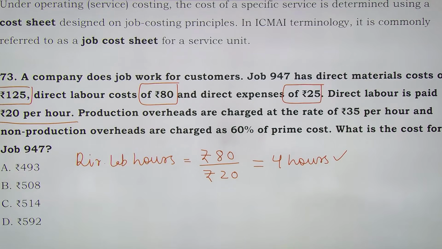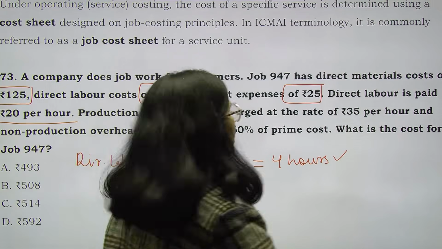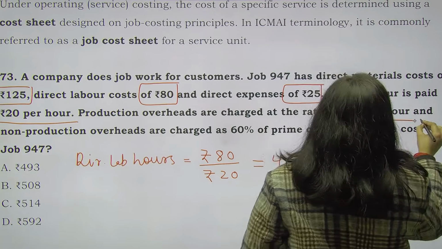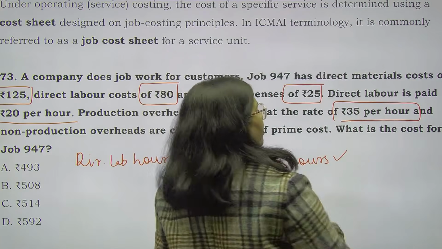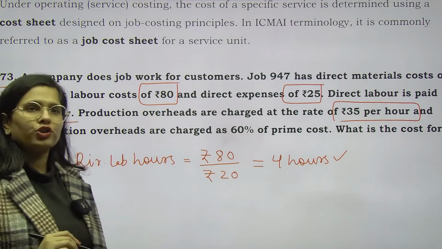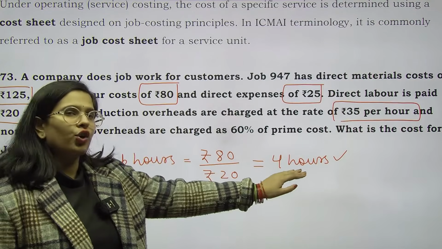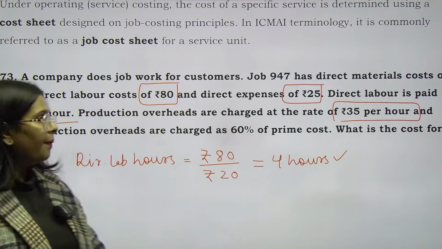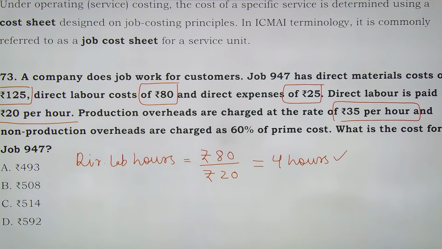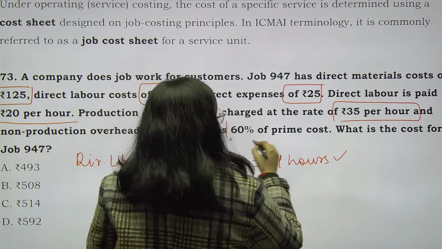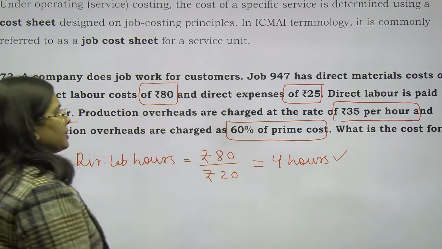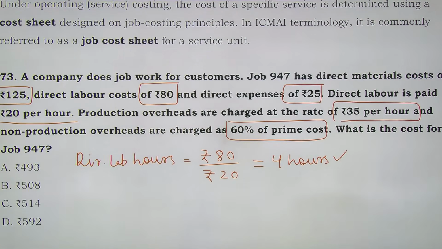Now production overheads, they are saying charged at the rate of 35 per hour. You see, for 1 hour they have given me 35 rupees for production overhead. So for this, it was very important that I should know the number of hours. Okay. Non-production overheads, they have said they'll be charged at 60% of prime cost. Do I know my prime cost? Yes. So what would be the job cost sheet?